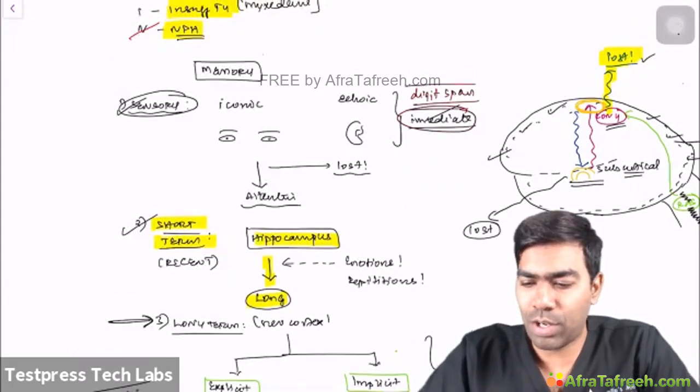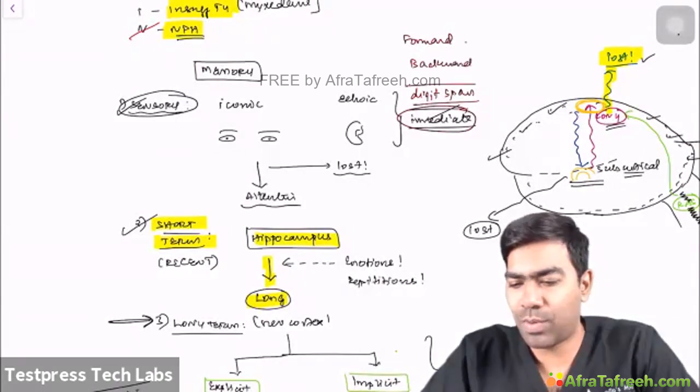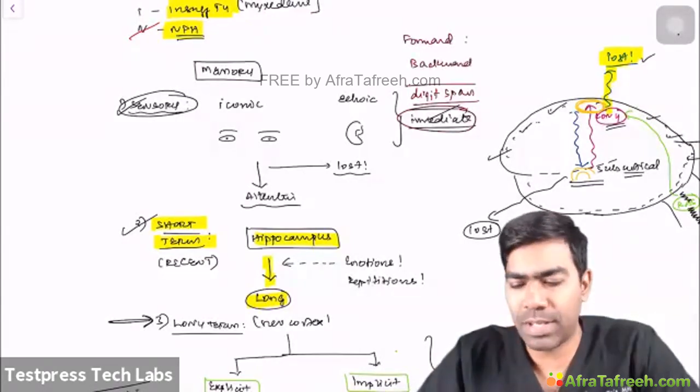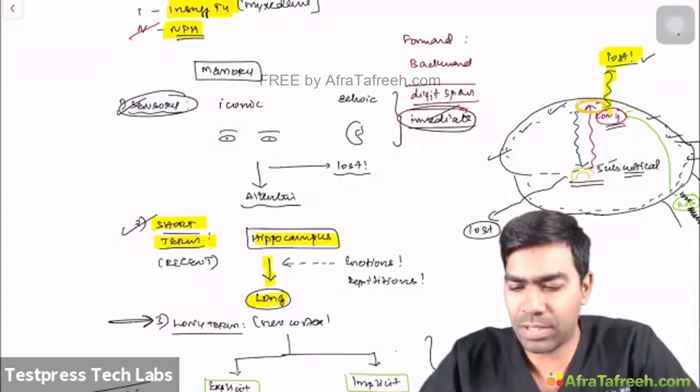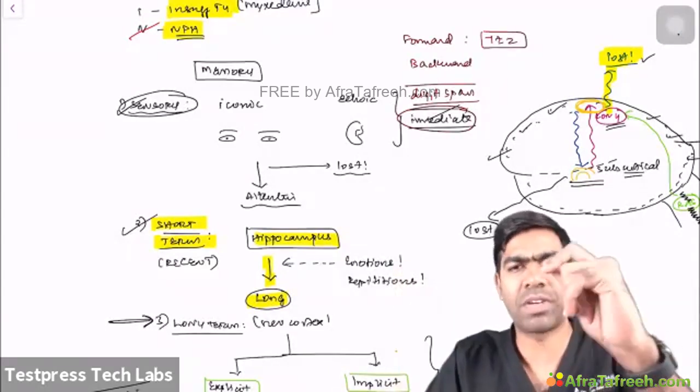So you have something called a forward digit span, and you have something called a backward digit span. In the forward direction, how much you are able to tell is basically 7 plus or minus 2. This is the number of digits that you can remember and tell in the forward direction. It's a form of immediate memory.